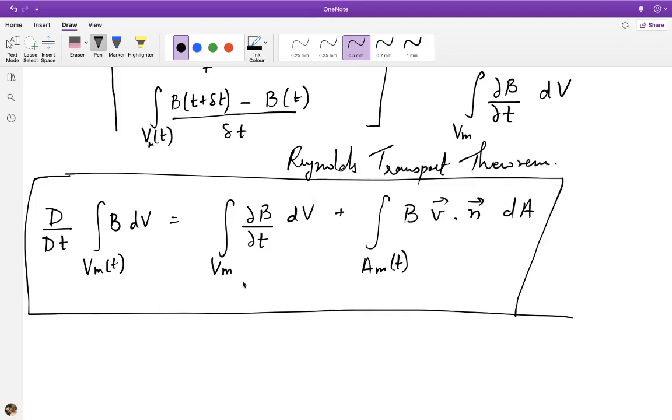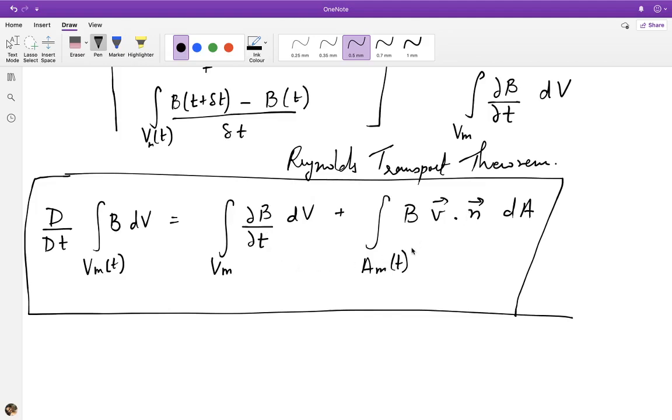You see that it tells us that the material derivative of the amount of b contained in a moving volume has one part associated with the change of b locally in the Eulerian field at every point in time, at any fixed point, as well as a component that arises from the motion of the material volume.